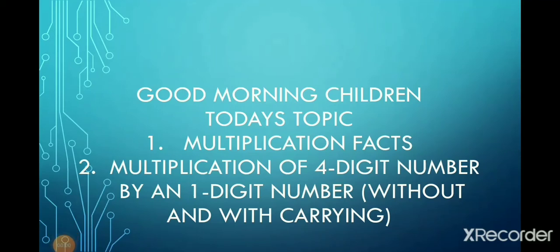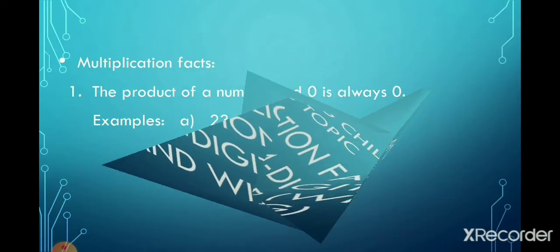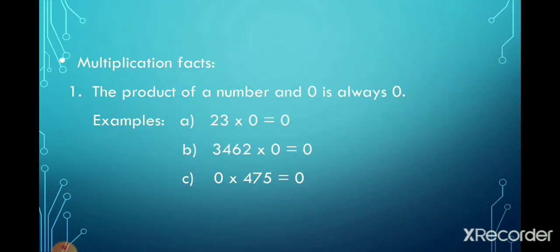Children, today's topic is multiplication facts and multiplication of a 4-digit number by a 1-digit number, without and with carrying. First we start with multiplication facts. First multiplication fact: the product of a number and 0 is always 0.